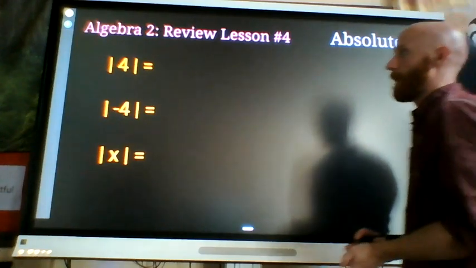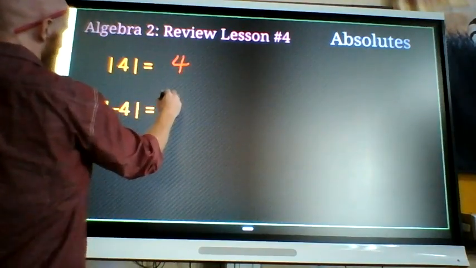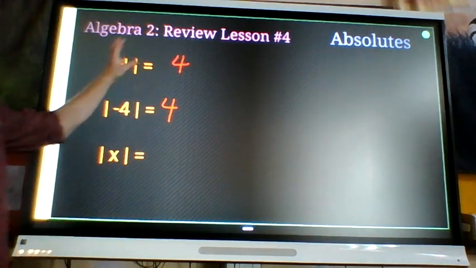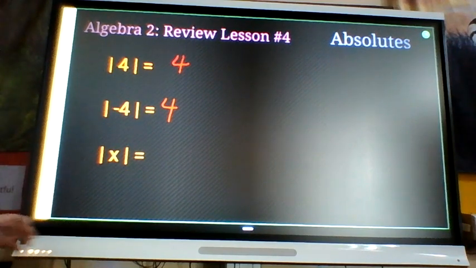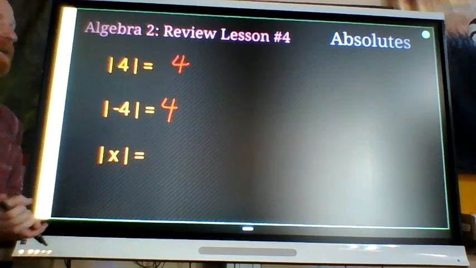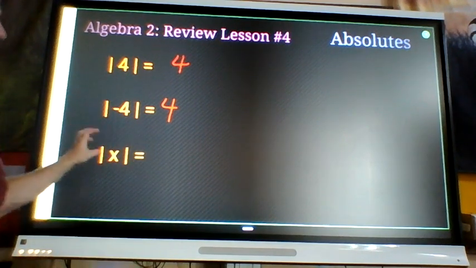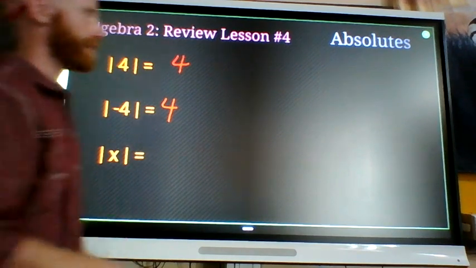Absolute value, remember the absolute value of a number and its opposite equal the same thing. So the absolute value of 4 is 4, the absolute value of negative 4 is 4. What that means is that if we have a variable inside of absolute value, there's going to be two possible answers for that variable usually. Now, this is how it looks in practice.